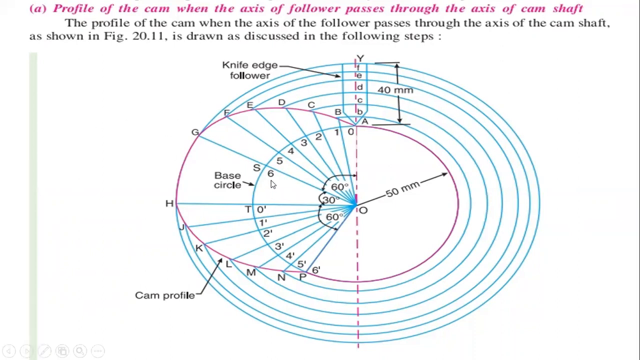Then divide the next, that is the dwell position, that is we are going to take the dwell as 30 degrees. So from the point S, take 30 degrees from there and take the radius as O2G, and with the help of a compass draw an arc from 6 to G to H, that is in the 30 degrees position.